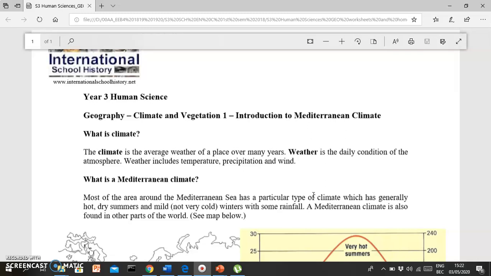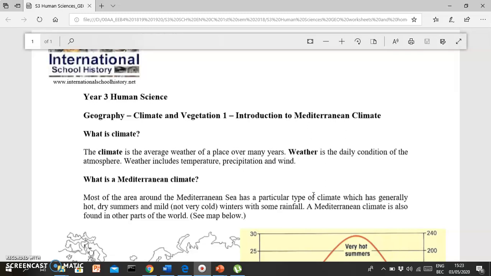Weather, on the other hand, when you talk about weather, you're talking about the conditions from day to day, in a particular place. So is it going to be sunny? Is it going to be cloudy today? Is it going to rain? Is it going to snow, etc.? Weather can change from day to day.